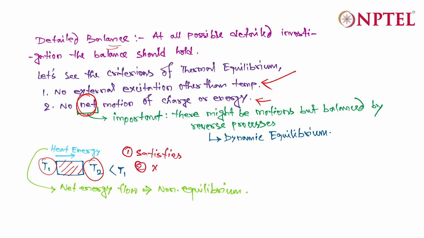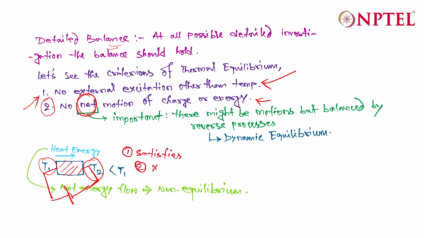So the second criteria doesn't satisfy, right? Similarly, say if you put a power supply across this semiconductor, will it be in equilibrium? It will obviously not be in equilibrium. The first one itself is not satisfied. So there is an external excitation, that is the potential we are applying. So it's not there.